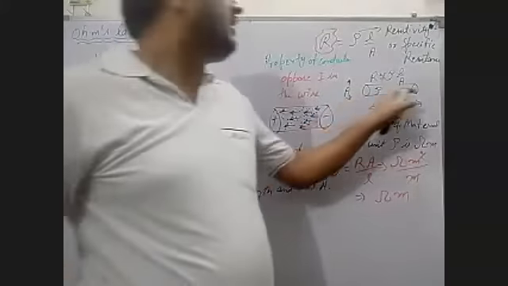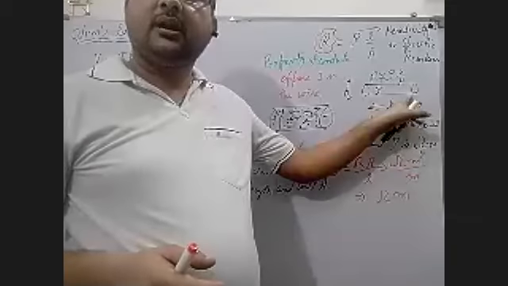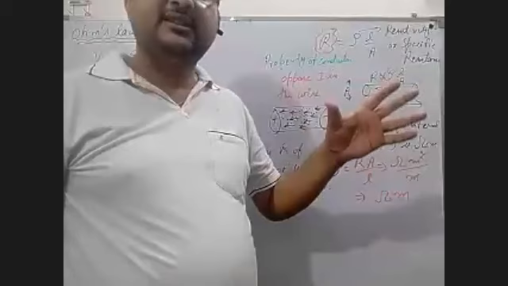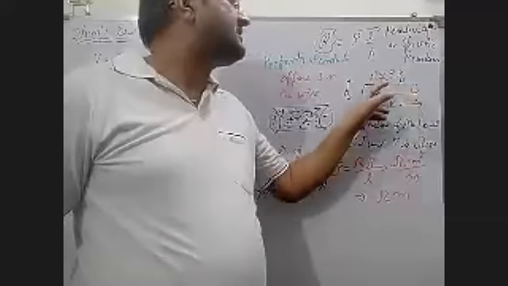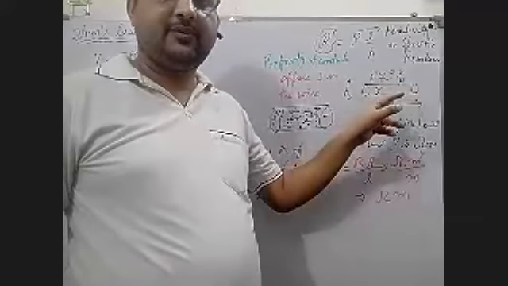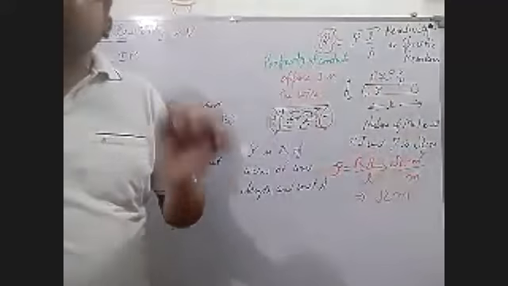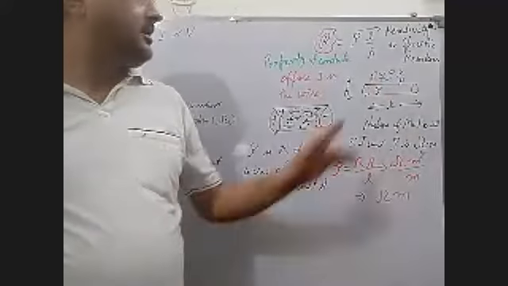If we ignore the length and area of this conductor, and take only the value of resistance for unit length, 1 meter, and unit area, 1 meter square, then the resistance of this conductor is called resistivity. Means resistivity is also one kind of resistance, but for unit length and unit area. Any doubt, any problem in this?